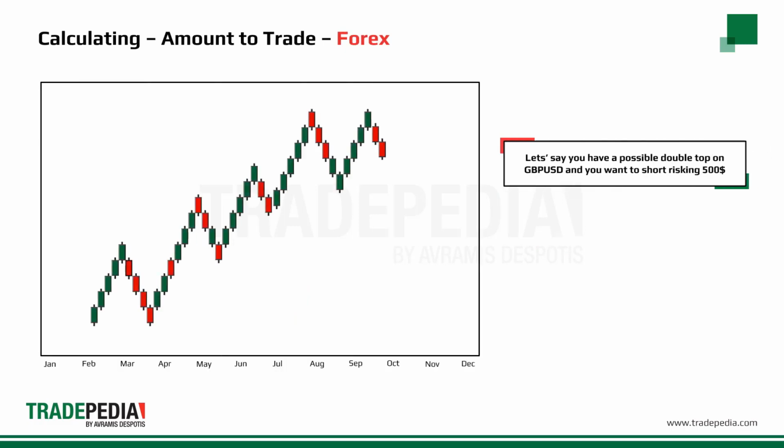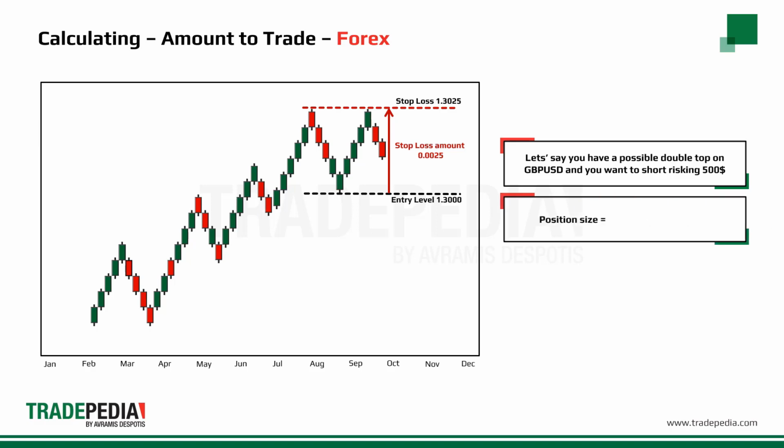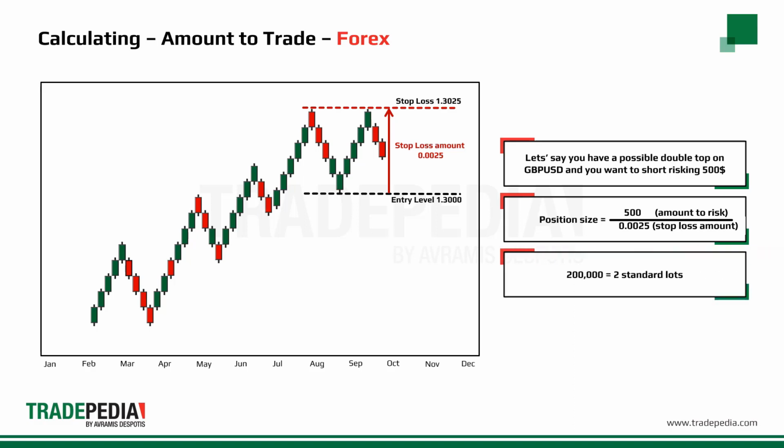Let's say you have a possible double top on British pound US dollar and you want to short, risking $500, which could represent 5% of your risk capital. The entry level point is at 1.30, and the stop loss is set at 1.3025. Subtracting 1.30 from 1.3025, you have a stop loss amount of 0.0025. In other words, 25 pips. Given our amount to risk is $500, then the position size is equal to 500 divided by 0.0025. This equals 200,000 GBP, or 2 standard lots.